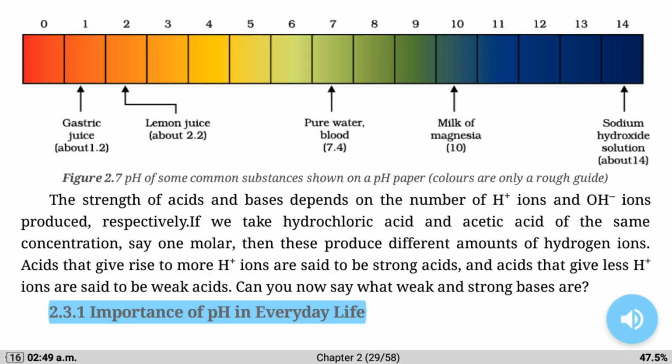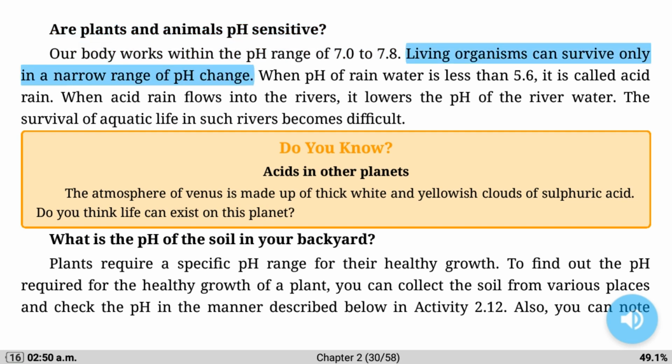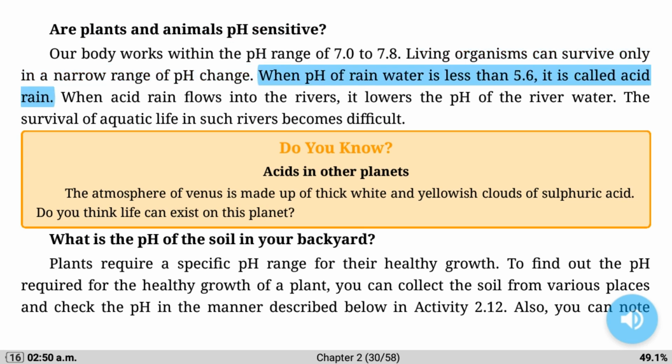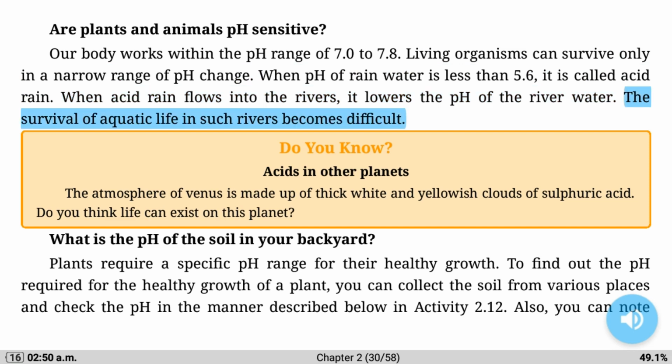2.3.1. Importance of pH in everyday life. Are plants and animals pH sensitive? Our body works within the pH range of 7.0 to 7.8. Living organisms can survive only in a narrow range of pH change. When pH of rainwater is less than 5.6, it is called acid rain. When acid rain flows into the rivers, it lowers the pH of the river water. The survival of aquatic life in such rivers becomes difficult.